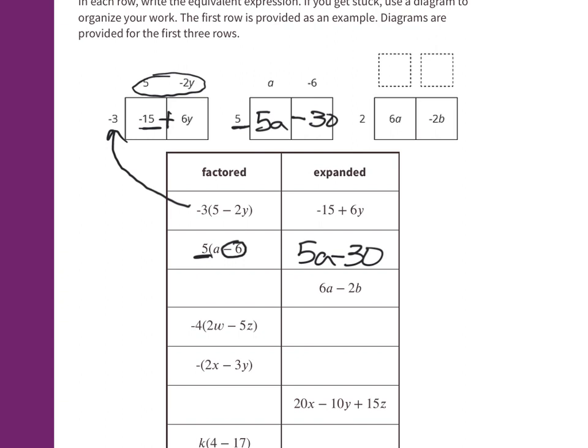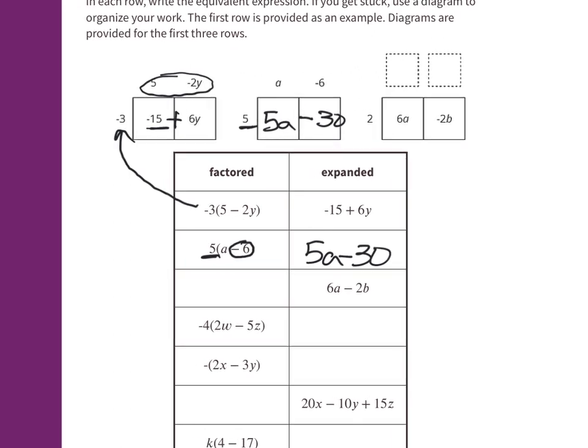So I have 6a and I have negative 2b. Okay, so I can divide both of those by a 2. So if you notice up here on the chart, we have a 2 right here. Okay, so we're going to go 6a divided by 2. Well, 6 divided by 2 is 3, so 3a is going to go up here.